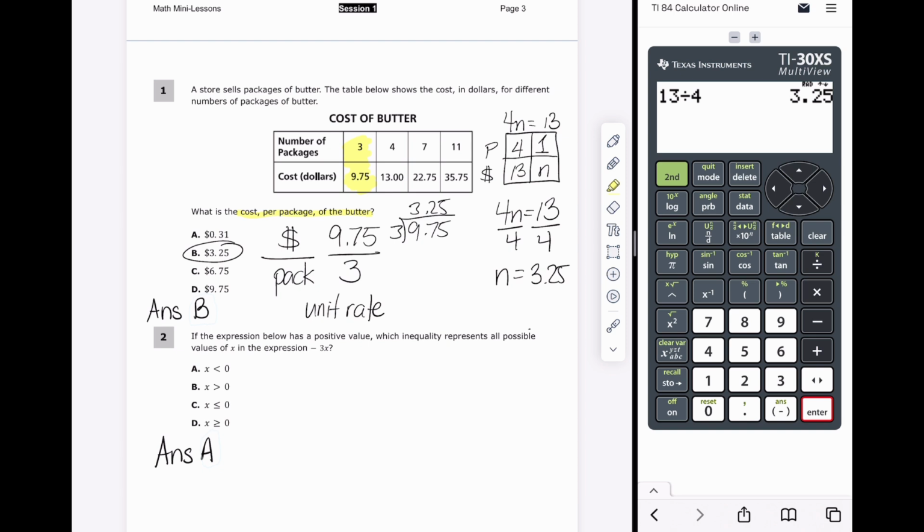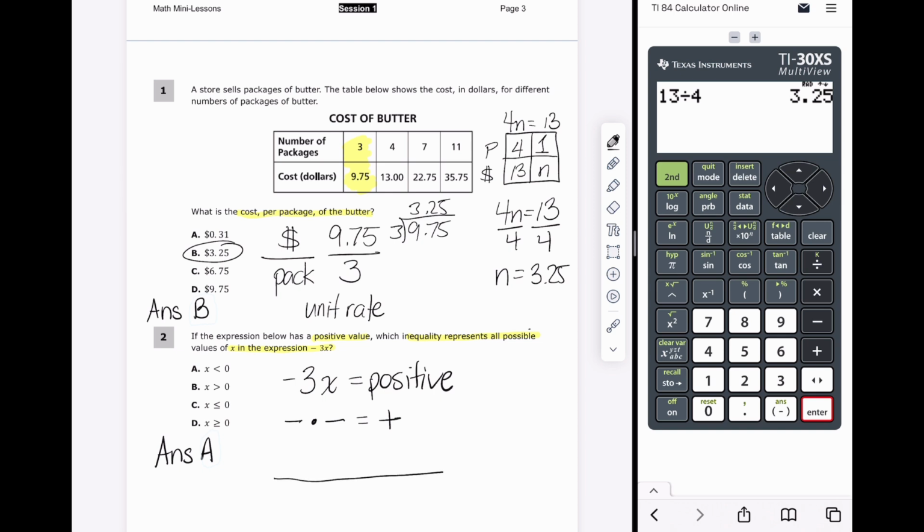If the expression below has a positive value, one inequality represents all the possible values of x in the expression negative 3x. So what do we know here? I have negative 3 times some number gives me a positive. So when you talk about integers, what do I have to multiply a negative by to get a positive? A negative times a negative has to give me a positive. That's something we know from our integer work.